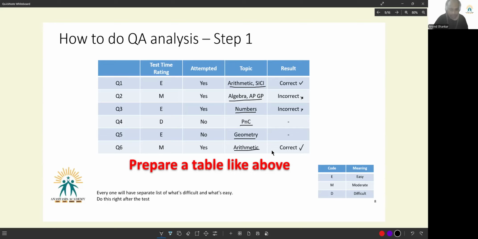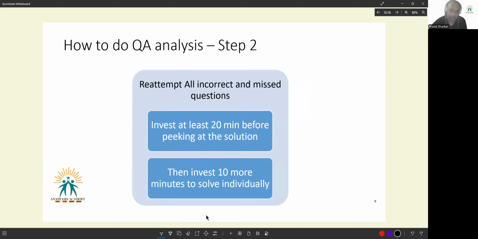Prepare a table like above. Right after the exam, this should be your first task. Again, everyone will have a separate list of what's difficult and what's easy. Ideally, you should be doing this right after the test. Do not wait until later, because later on, you will perhaps not even remember what your test time rating of these things were. Okay. Next, reattempt all incorrect and missed questions.